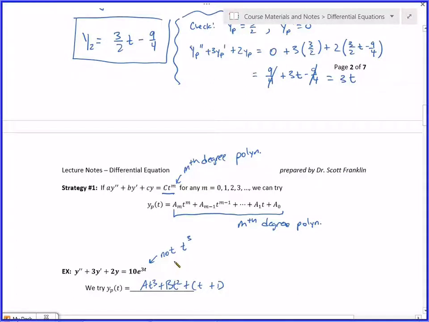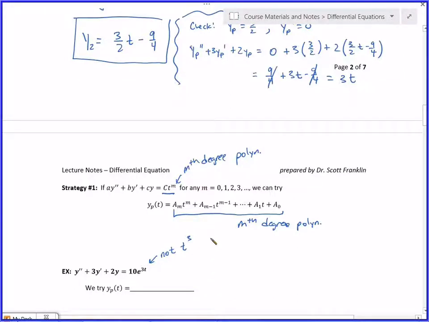Now think about this, Nikolai. Why this is going to pose a problem is whenever I take the first derivative and second derivative of this, and plug it on the left-hand side, on the right-hand side I have e to the 3t. First and second derivatives of this don't produce an e to the 3t for me to match up with.